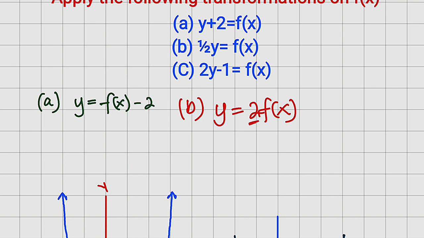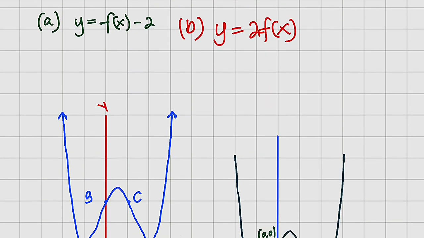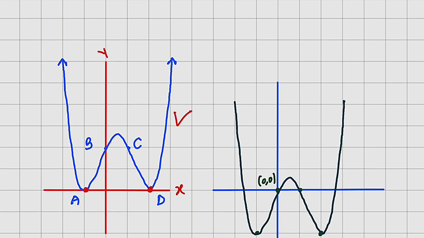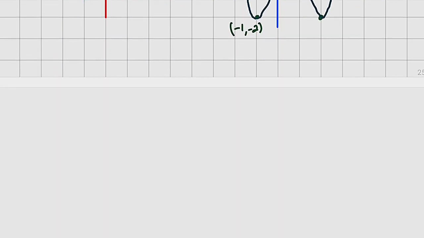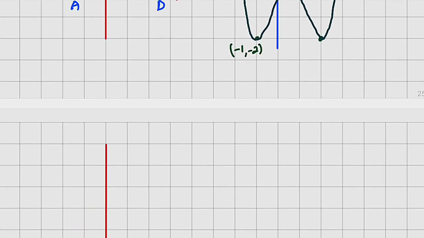Therefore, this effect is only on y coordinates. We are going to take every single y coordinate and multiply it by 2. And all x coordinates will remain where they are from the original graph. That is the mother graph. So let me form another grid here. All right, here is my grid.